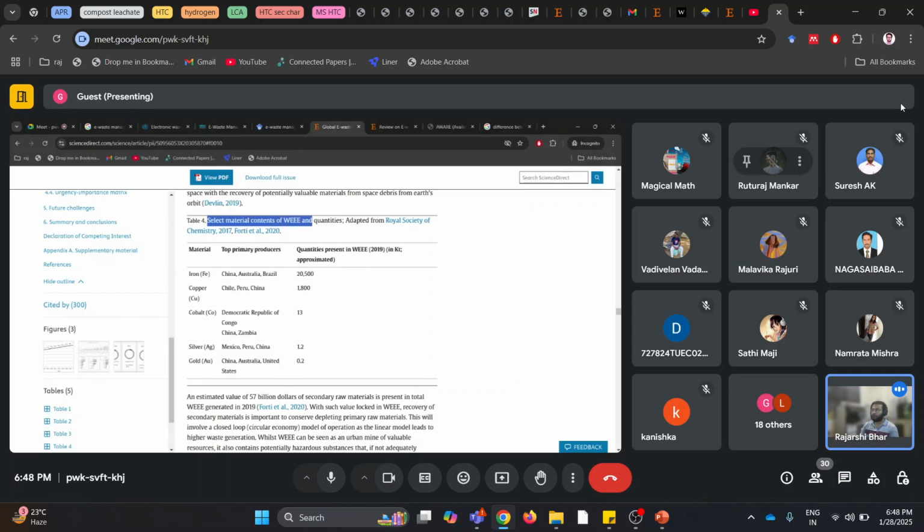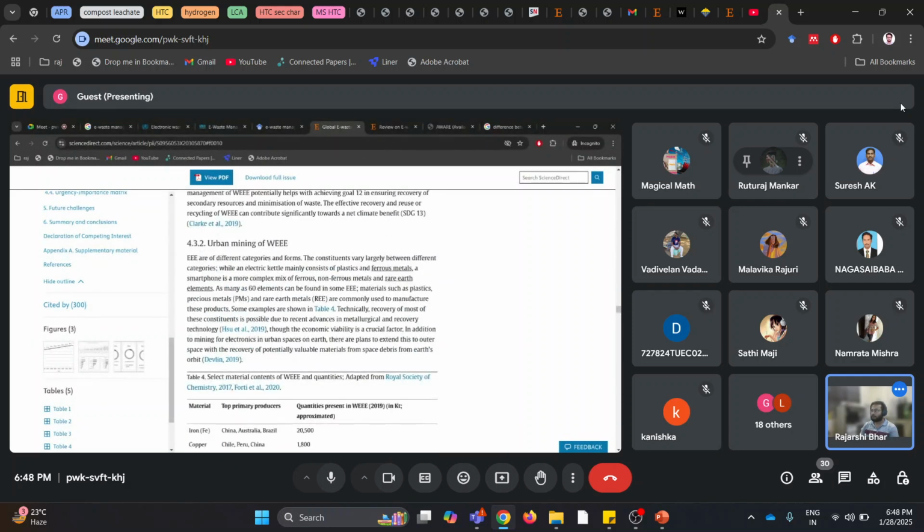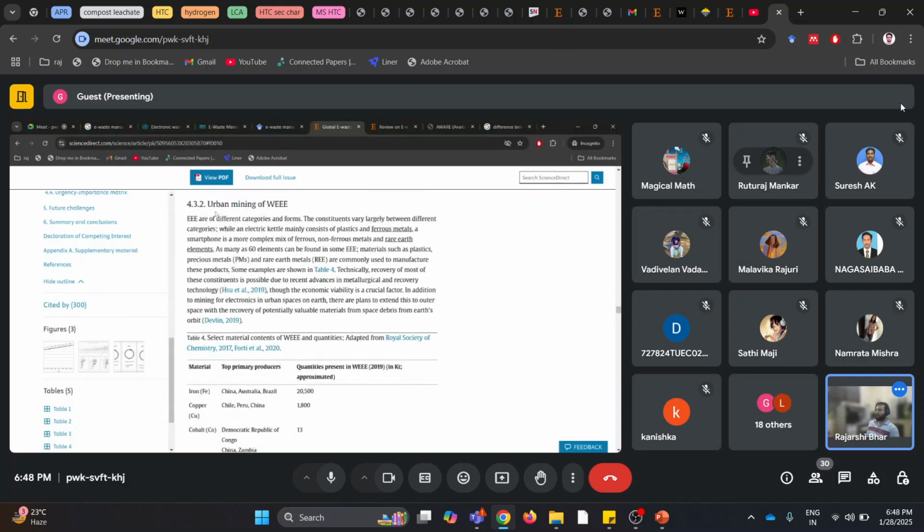Material contents of waste electrical and electronic equipment and quantities. Let me see what this figure is trying to say. There is a term known as urban mining of waste electrical and electronic equipment. What it means is that instead of mining from natural resources, we mine from, let's say, an electronic waste dump site, landfill, or collection site. So instead of relying on natural resources, look into the wastes to mine your required elements from there.